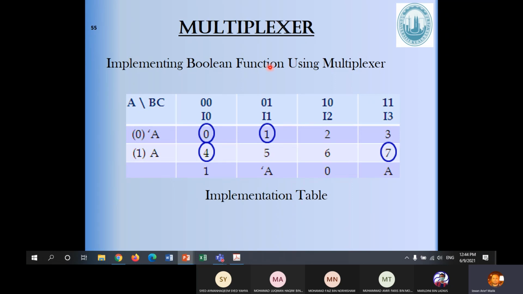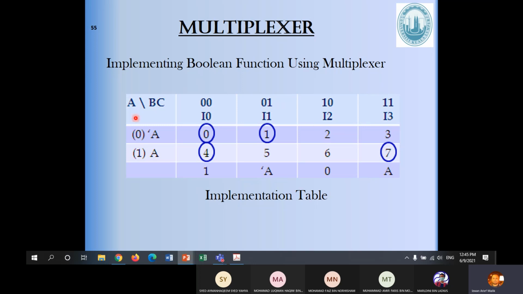So, to implement the Boolean function using a multiplexer, A slash B, C. For A you have two, which is A0 or A1. And then BC will be your input, which is 0, 0, 0, 1, 1, 0, 1, 1. So 0, 0 becomes input 0. 0, 1 becomes input 1. 1, 0 becomes input 2. 1, 1 becomes input 3. Because we have a 4 to 1 mux, so 1, 2, 3, 4, there are 4 inputs.